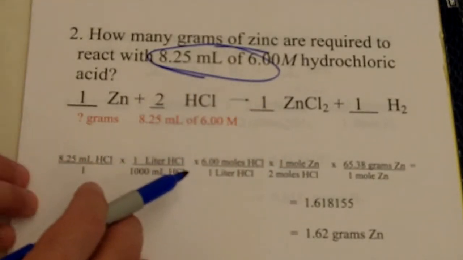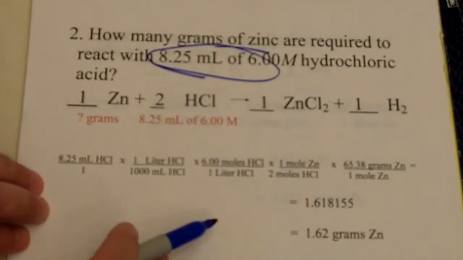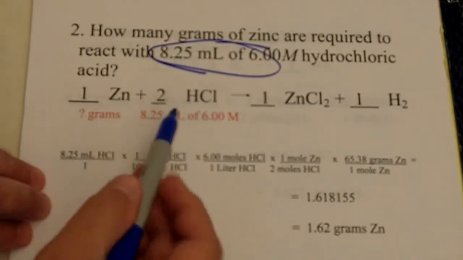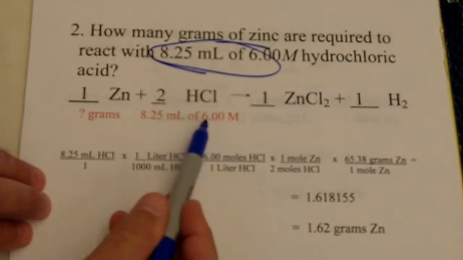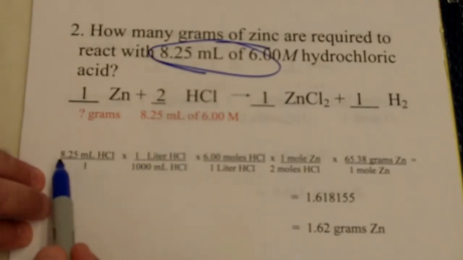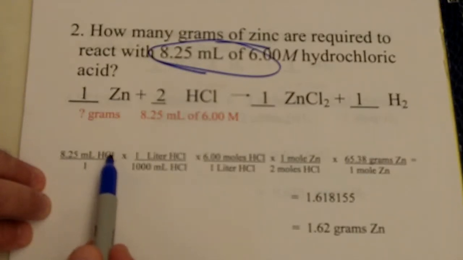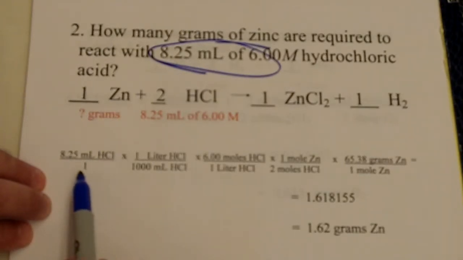Well, the same place I've always started, and that is with what I know. In this particular problem, they're telling me that 8.25 milliliters of hydrochloric acid is what I'm going to start with. So I simply write that over 1. 8.25 milliliters over 1. That's hydrochloric acid over 1.